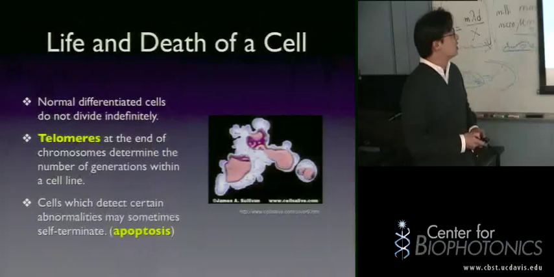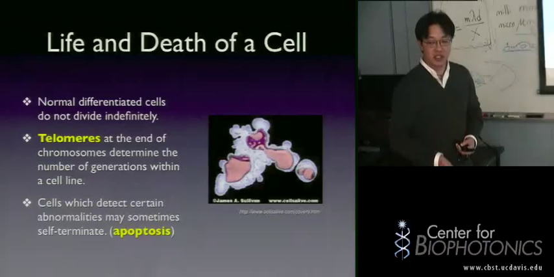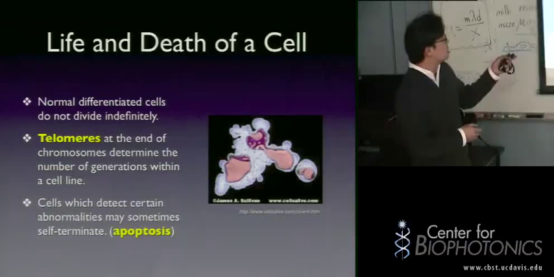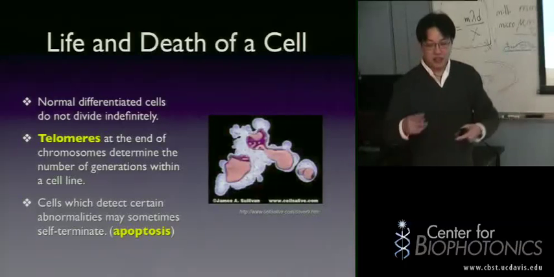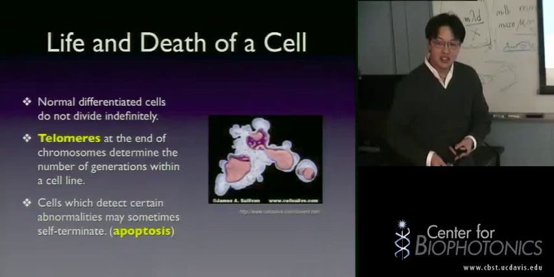So, life and death of a cell. All I'm trying to say here is that normally differentiated cells do not divide indefinitely. There are these structures in the chromosomes that are called telomeres. Did you talk about this?